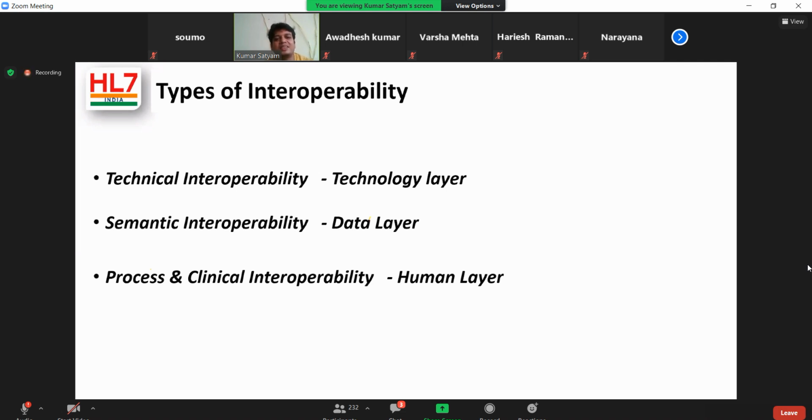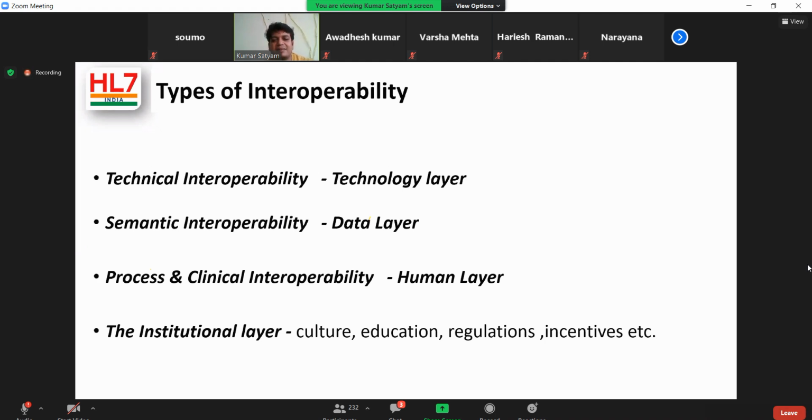Then comes the process or clinical interoperability, which is about the doctors and the people who can use the data for their purpose, for their work. That's the clinical or the process interoperability. And the last but not the least is the institutional layer, or the organizational layer, right? Interoperability requires all these 4 layers to come together to actually function, to actually deliver something. If any of them is broken, you will not have perfect interoperability.